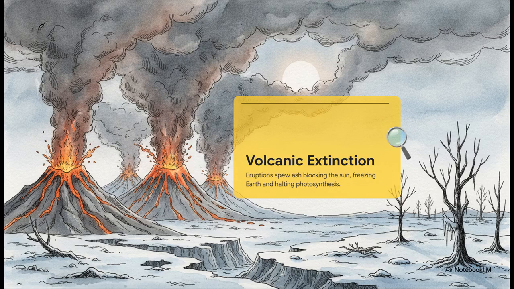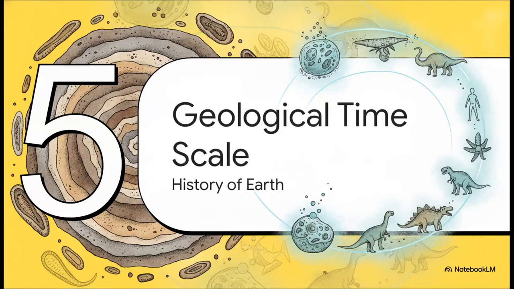Worse, plants completely lost the ability to photosynthesize. No photosynthesis means the entire food web collapses, and oxygen production halts. This 1-2 punch of cold and starvation triggered horrific mass extinction events, wiping out countless species across the globe. Finally, Section 5, the geological timescale.